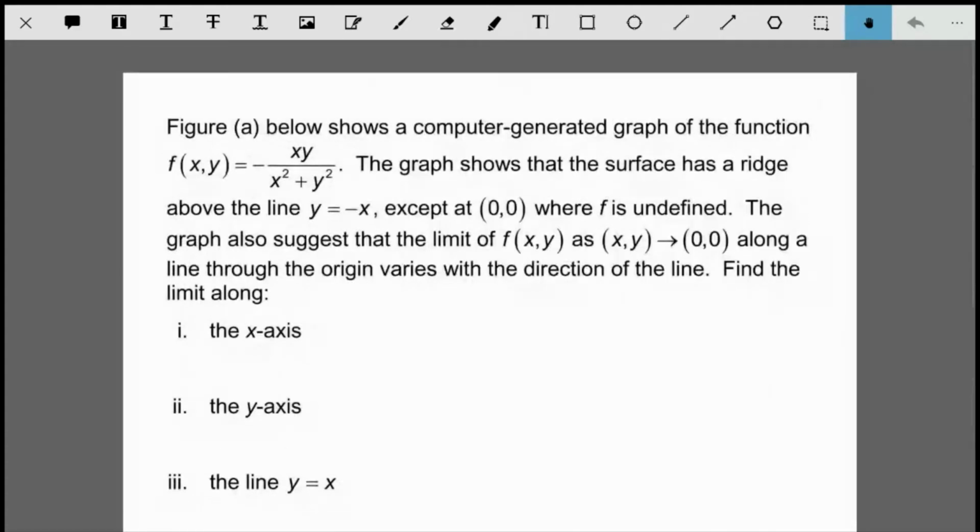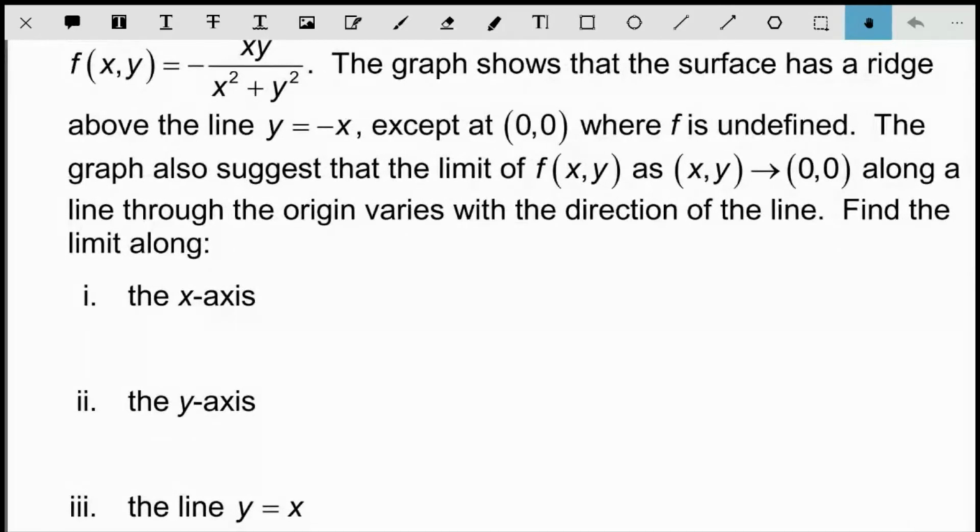Okay, so let's take a look at how we would evaluate this limit. To actually prove that a limit exists in a multivariable setting, we have to go through and do a formal proof. The one exception is if the function is continuous. If it's continuous, we can just do substitution, and we can show the limit exists.